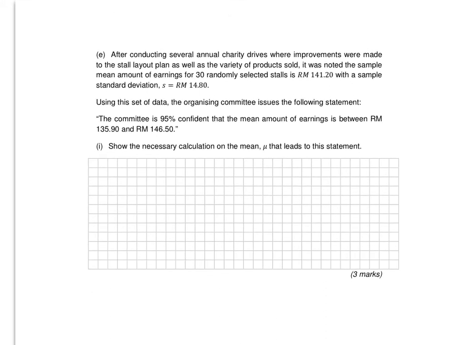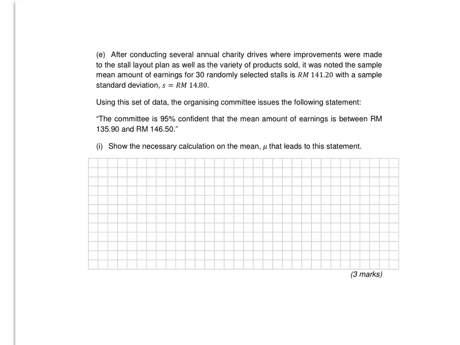Last part, part E. After conducting several annual charity drives where improvements were made to the store layout plan as well as the variety of products sold, it was noted that the sample mean amount of earnings for 30 randomly selected stores is 141.20 with a sample standard deviation of 14.80. Using this set of data, the organizing committee issued the following statement. The committee is 95% confident that the mean amount of earnings is between the two values. Show the necessary calculation on the mean mu that leads to this statement.